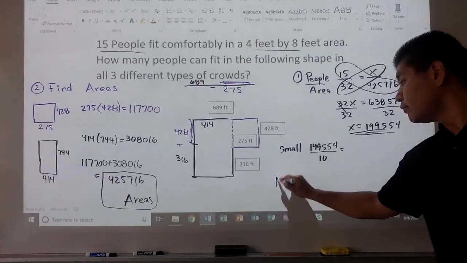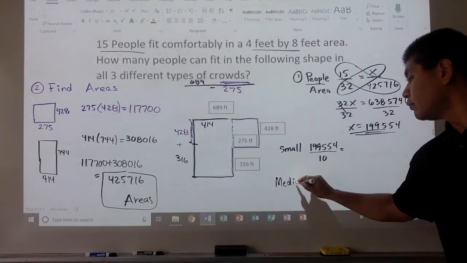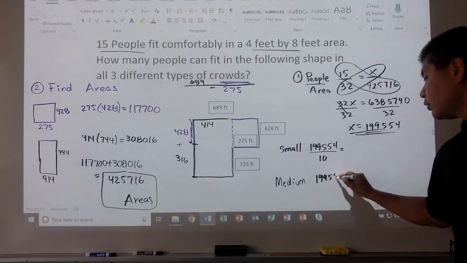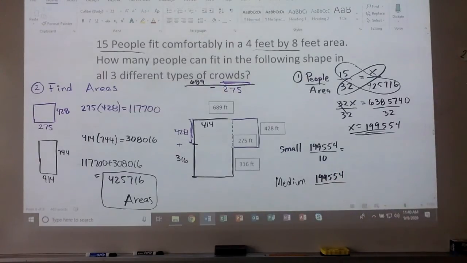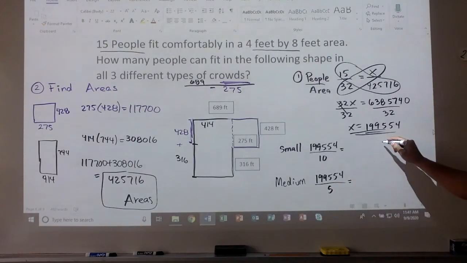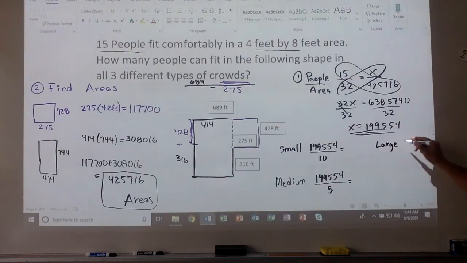Medium. Take the number, divided by the number that comes with medium crowd, 5. Large. So take the answer again, divided by 2. Whatever you get, that is your answer.